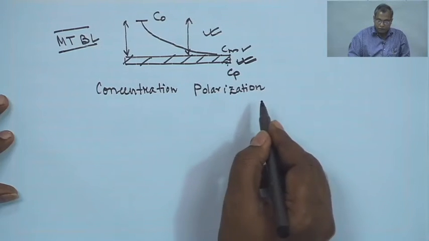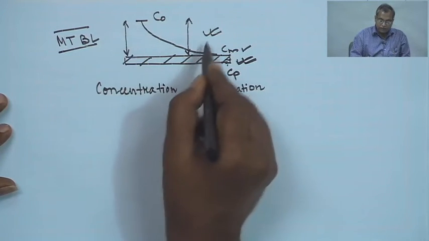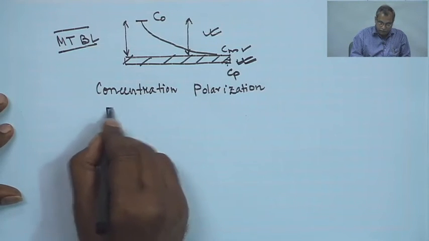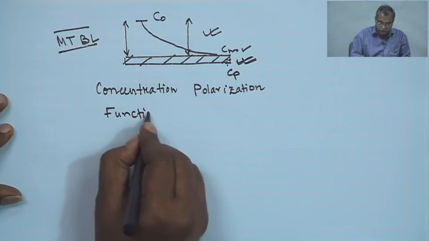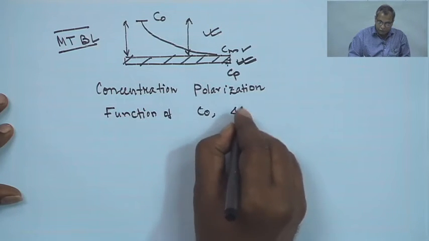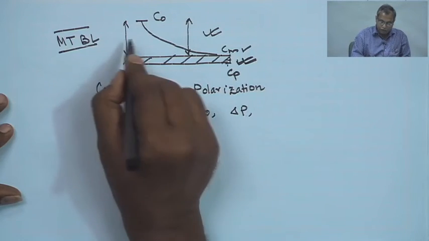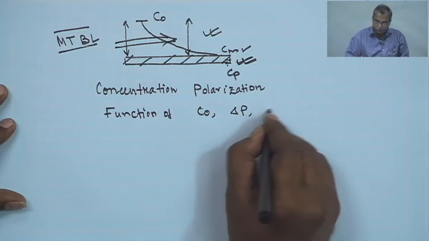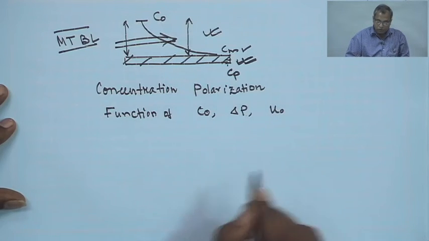In an actual membrane separation system, this concentration polarization should be considered, and it will be a function of feed concentration, transmembrane pressure drop, and cross flow velocity, because feed is flowing like this. This is known as the cross flow velocity, U_0. What is cross flow velocity?